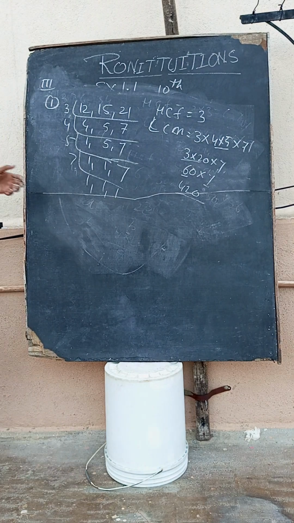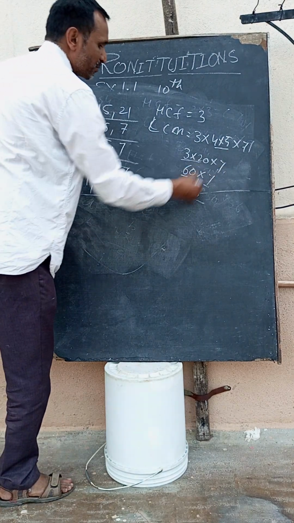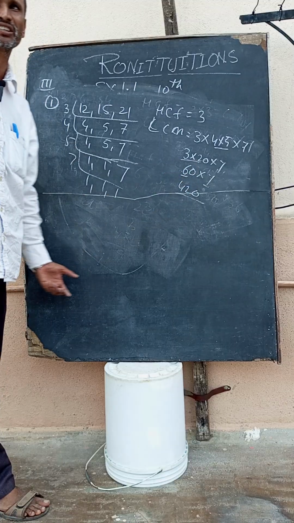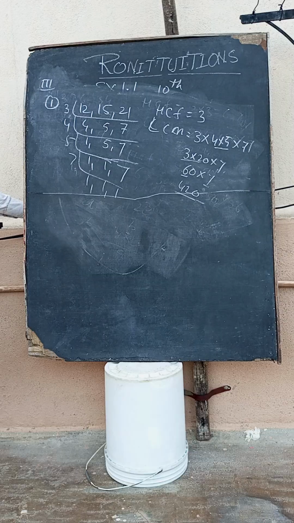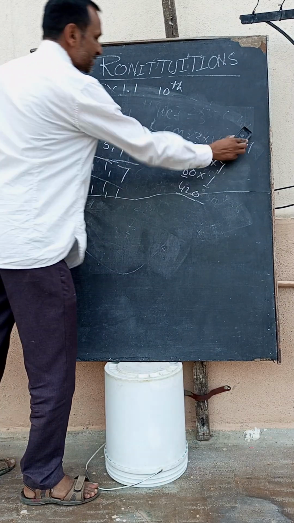What is the LCM of these numbers? 420. I showed you this by just multiplying it. You can multiply faster as well. So the LCM of these numbers is 420.